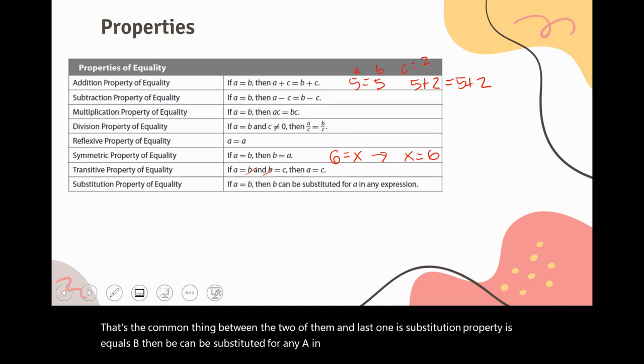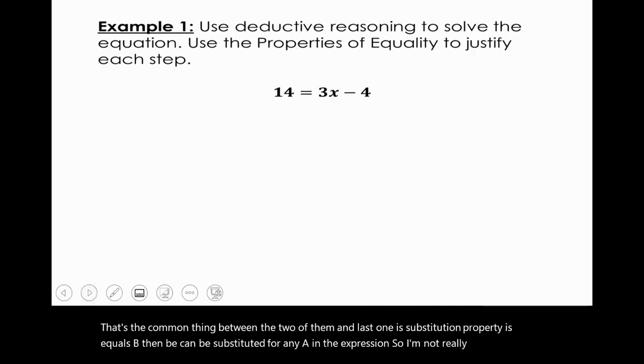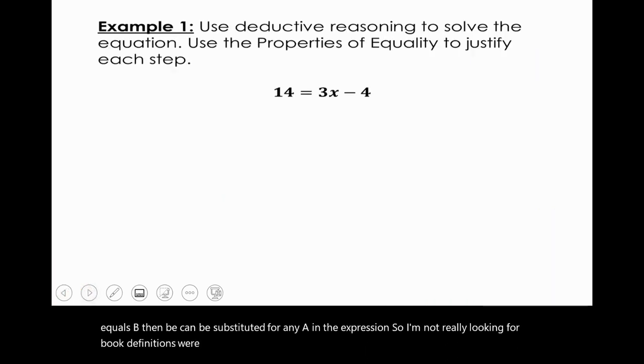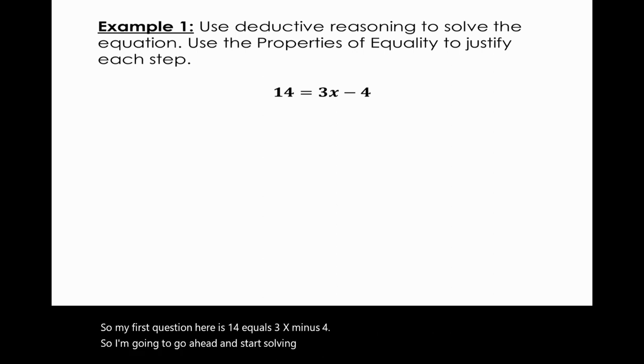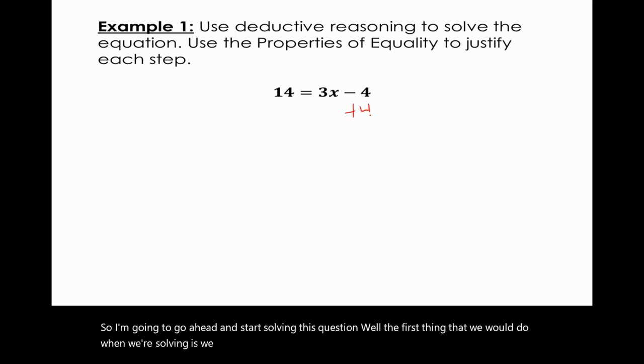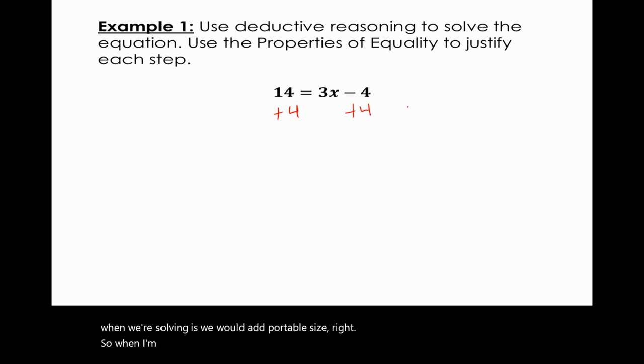So I'm not really looking for book definitions. We're going to see how this applies when we're doing problems. So my first question here is 14 equals 3x minus 4. So I'm going to go ahead and start solving this question. Well, the first thing that we would do when we're solving is we would add 4 to both sides, right? So when I'm adding 4 to both sides, that property is going to be addition property of equality.